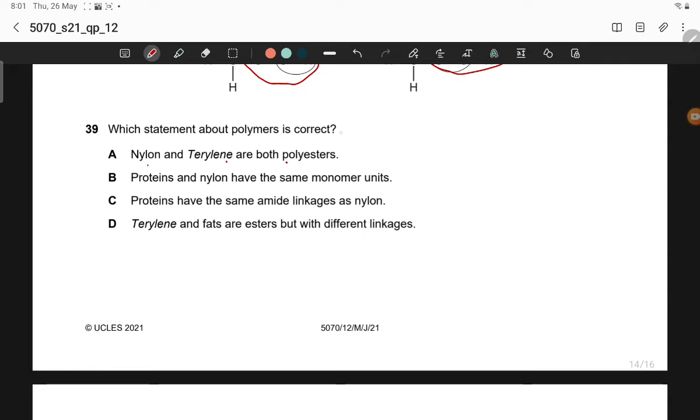Which statement about polymer is correct? Nylon and terylene are both polyesters. Not correct. Protein and nylon have the same monomer unit. Not correct. Protein has the same amide linkage as nylon. This is correct. Terylene and fats are esters but with different linkages. So this is incorrect, because they are esters but with the same linkages. So this is also incorrect.